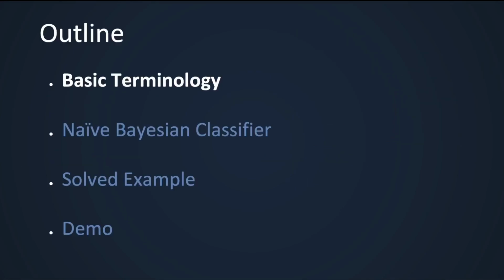The outline of this video is as follows. First, we will look at the basic terminology needed to learn naive Bayesian classifier. Next, we look at the algorithm itself. Later, we will go through the classifier algorithm with a solved example. And finally, we will end this video with a demo.